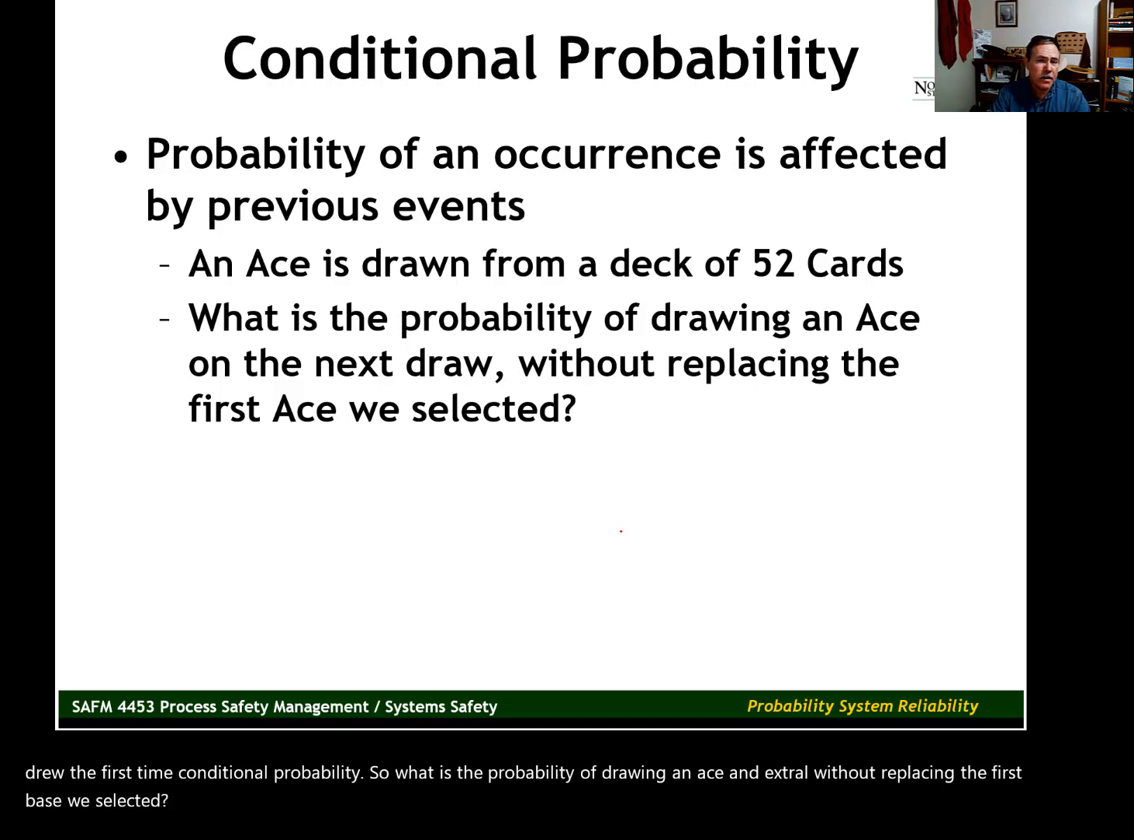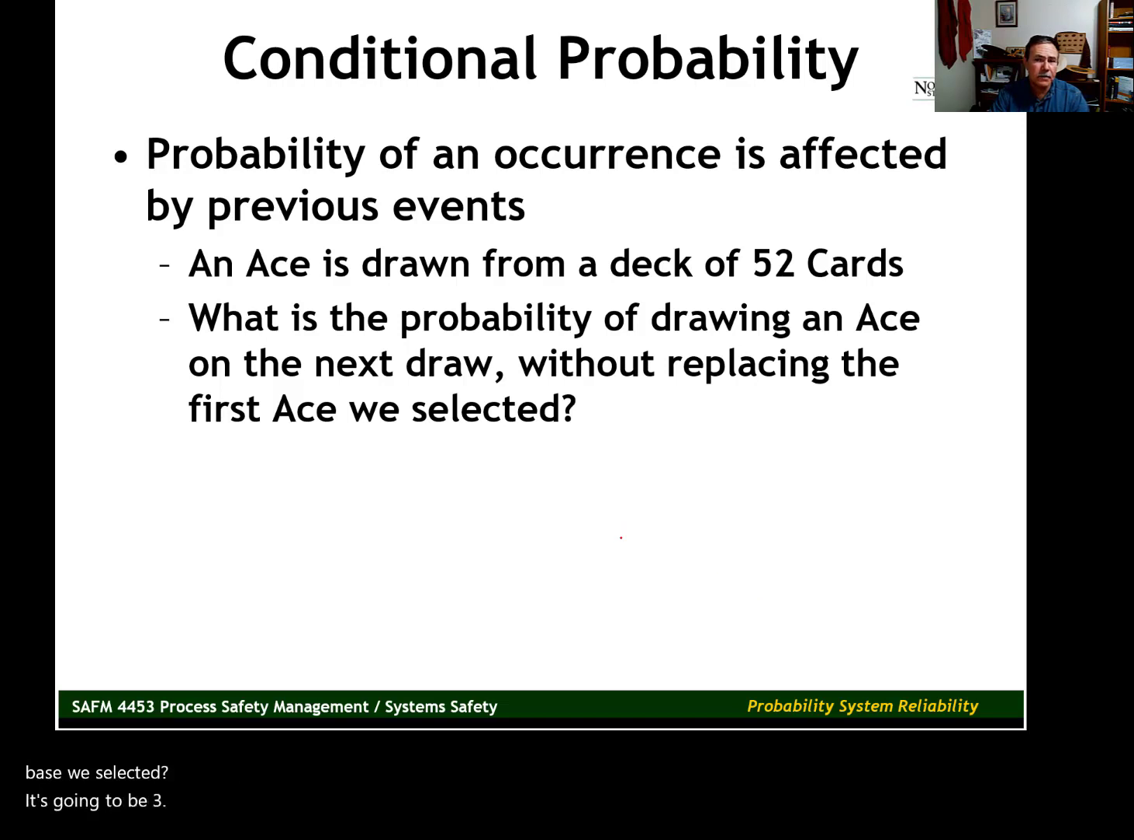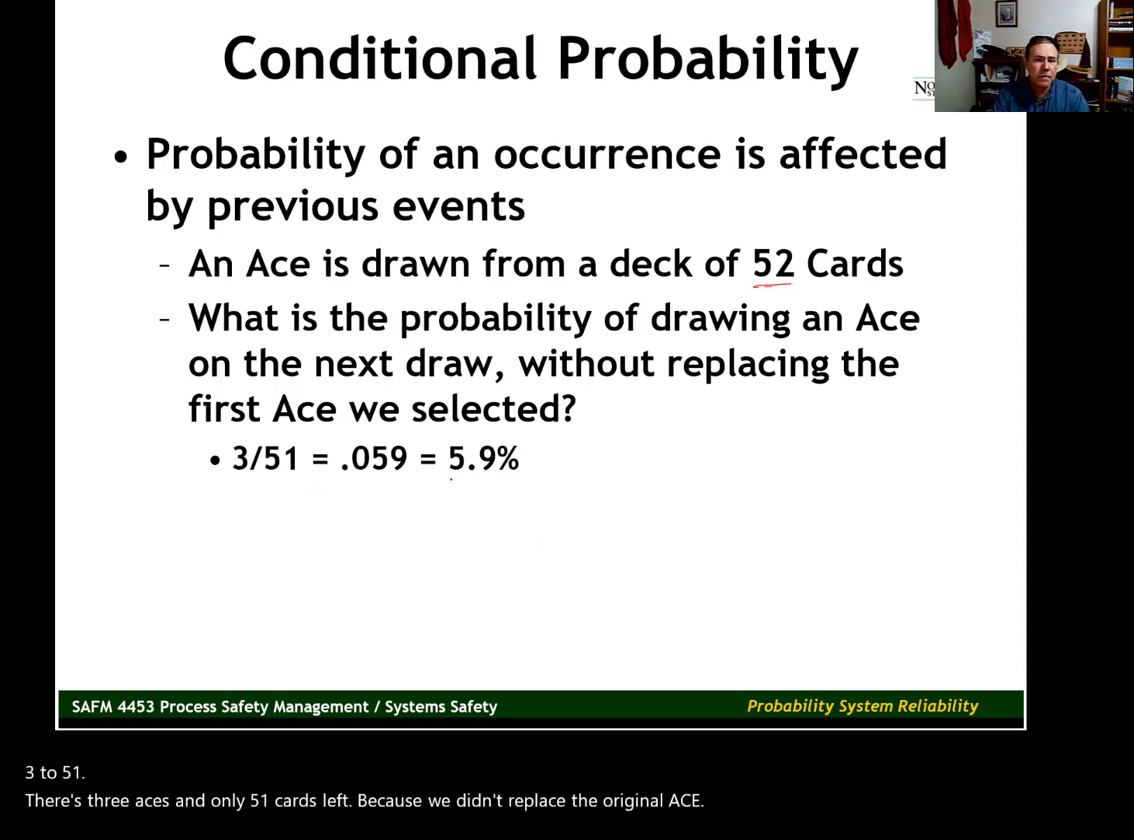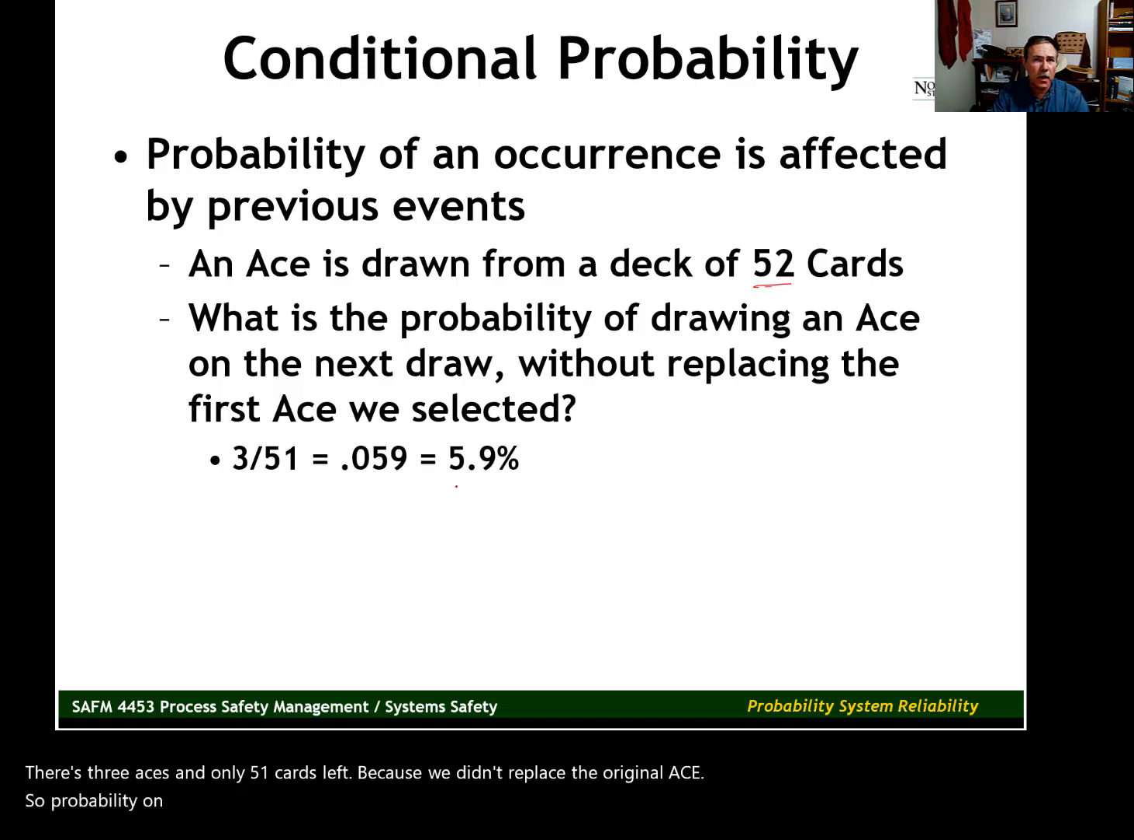It's going to be 3. There's only 3 aces left. 3 to 51. There's 3 aces and only 51 cards left because we didn't replace the original ace. So probability on the second draw is going to be 5.9%.